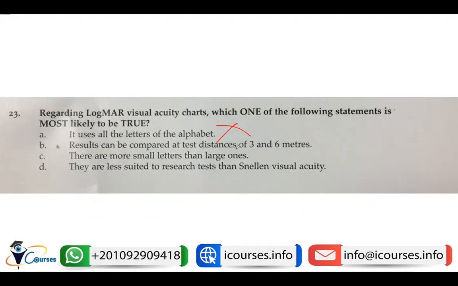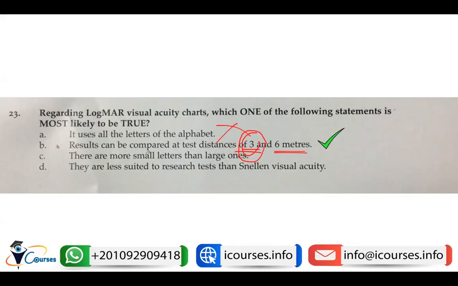Results can be compared at a tested distance of 3 and 6 meters. This is true. We can even adjust the letter size to be proportionate to each other. So the test can be done at 6 meters or at 3 meters. Sometimes we can do 3 meters with a mirror behind the patient, so the 3 meters can be replicated to be 6 meters. So both of them can be true.